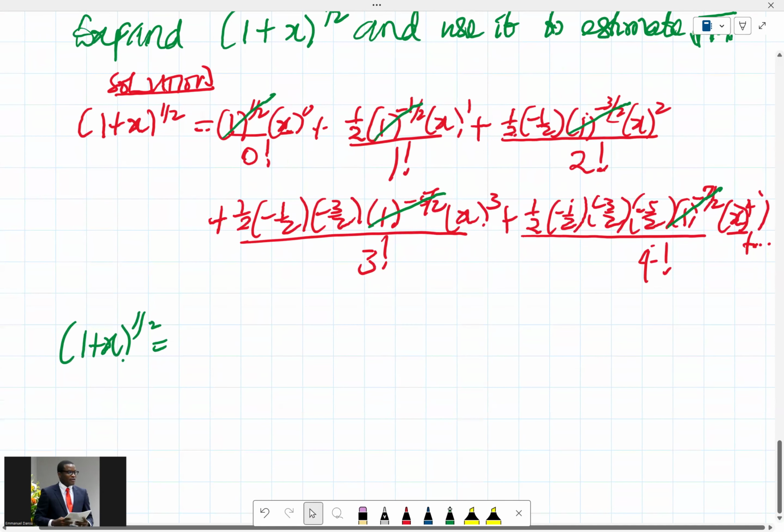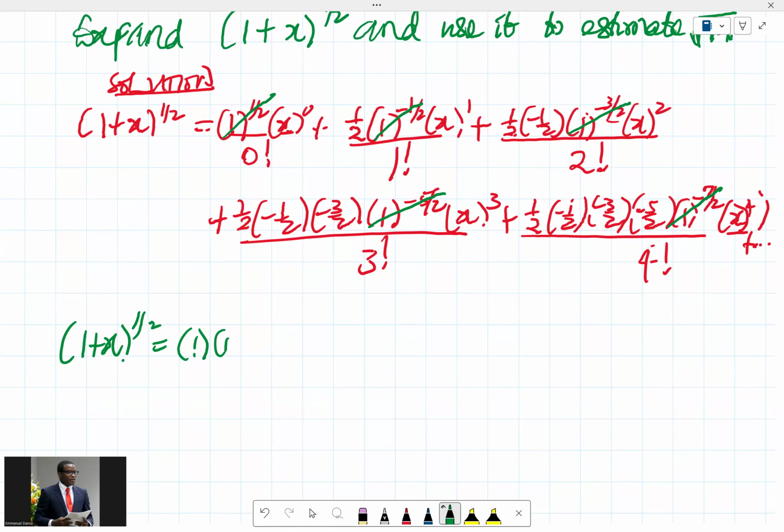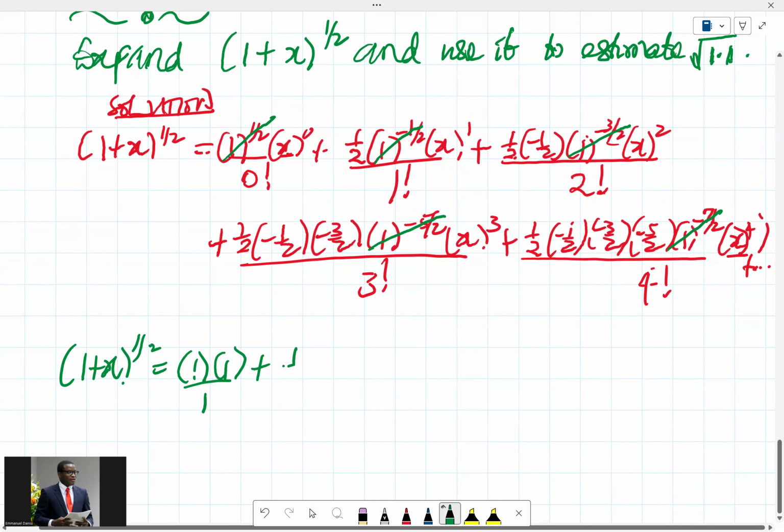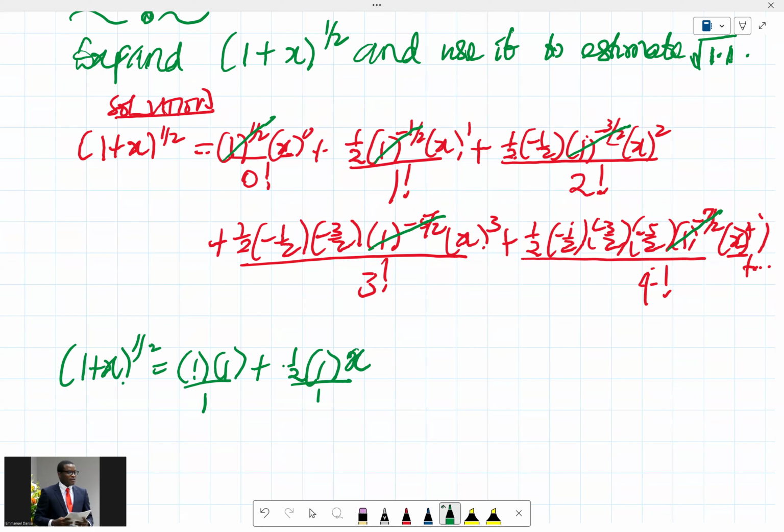In that case, the first one is 1 raised to power half. We know that is 1 already. x raised to power 0 is also 1. 0 factorial is 1 down there. Then you have plus half into 1 raised to power minus half, which is also 1. x raised to power 1, that's x, all over 1 factorial, which is also 1. Plus half into minus half, then 1 raised to power minus 3 over 2 is 1. Then we have x squared all over 2 factorial.